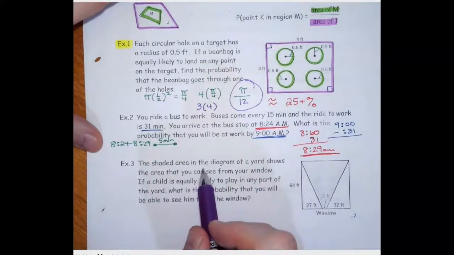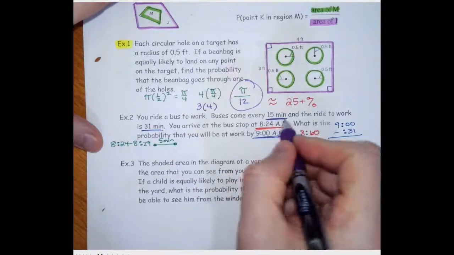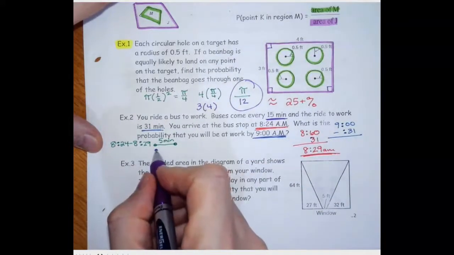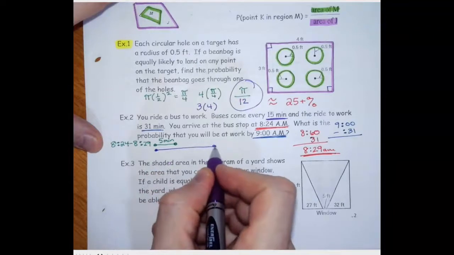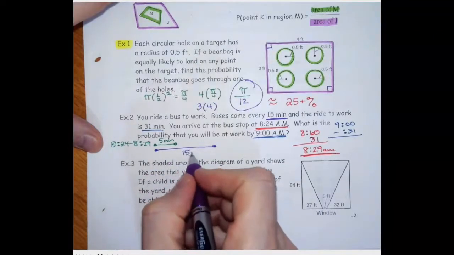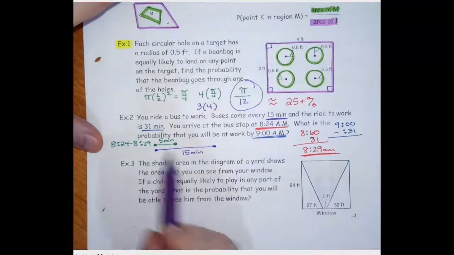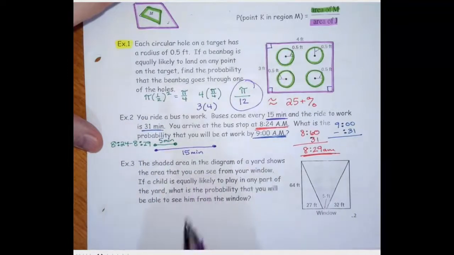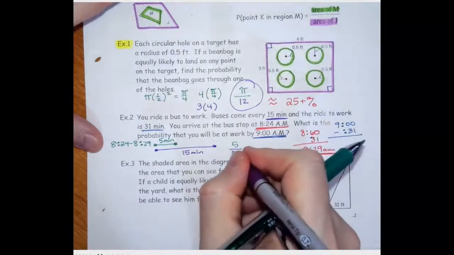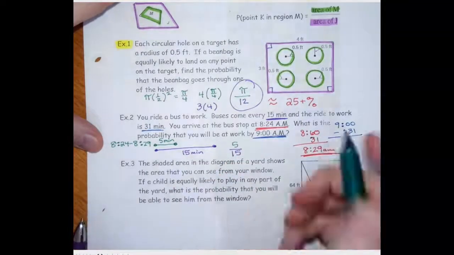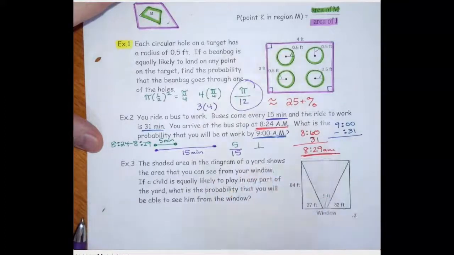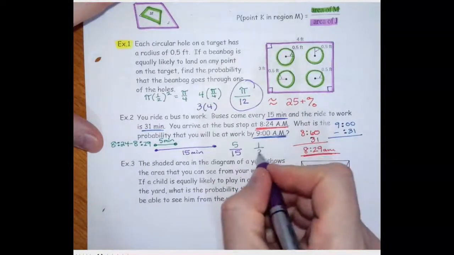Now, the buses come every 15 minutes. So that looks more like this. So if we take that ratio and we put 5 over 15, that's going to be 1/3. So we got about a 33% chance.